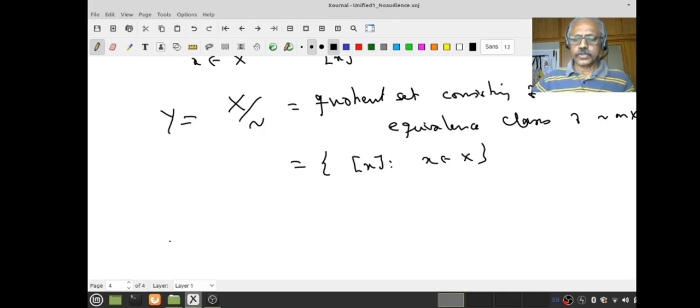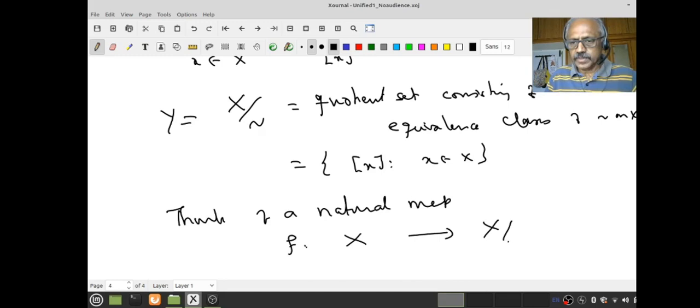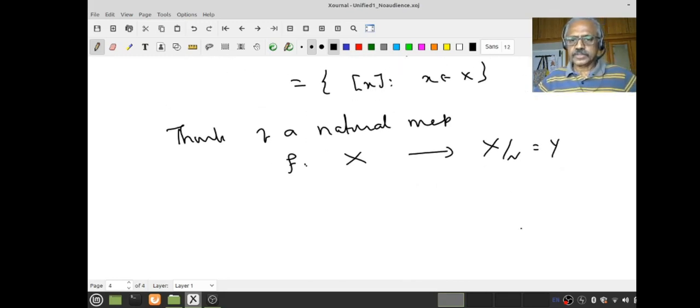Right? So when I come to quotient spaces, I will also look at quotient sets, that is, sets of equivalence classes, with concrete geometric examples. Please wait for that. But now we are concentrating only on the abstract things. So let us look at it. Now, can you think of a natural map from where to where? X to X tilde, whose codomain is your Y, the equivalence classes. I am sure all of you know that.